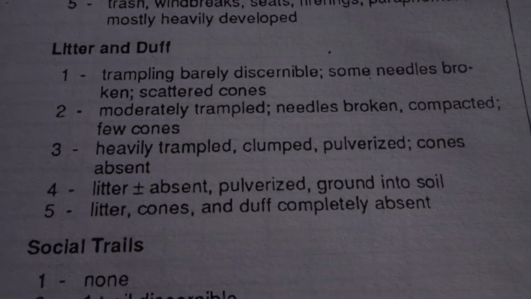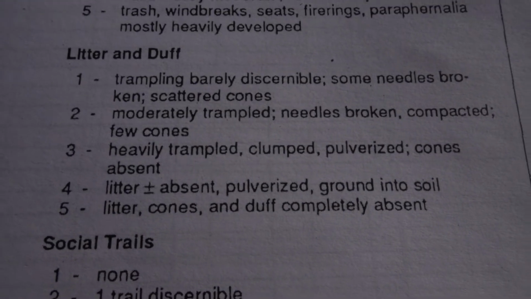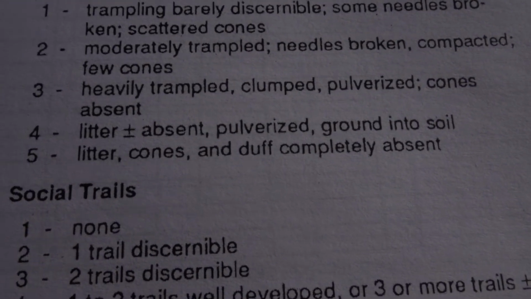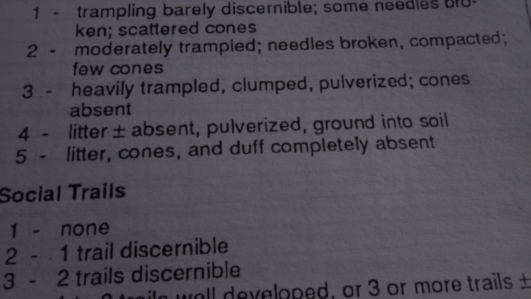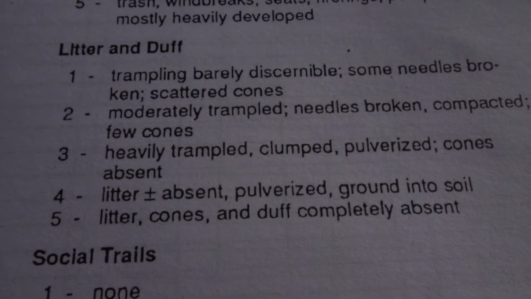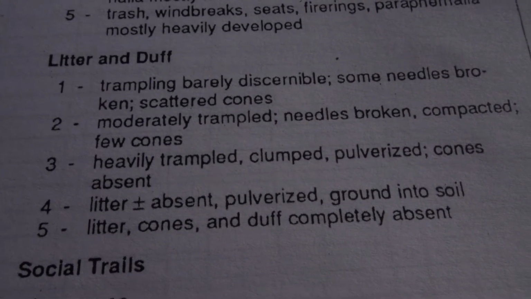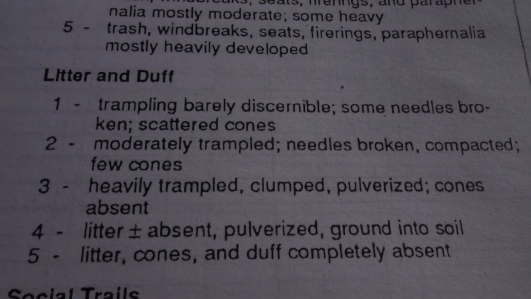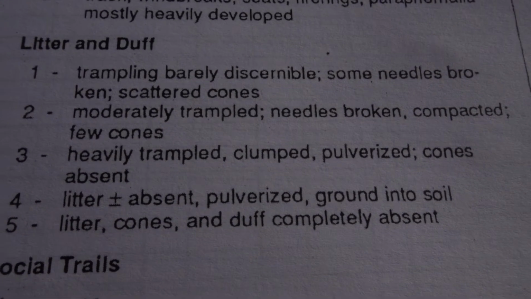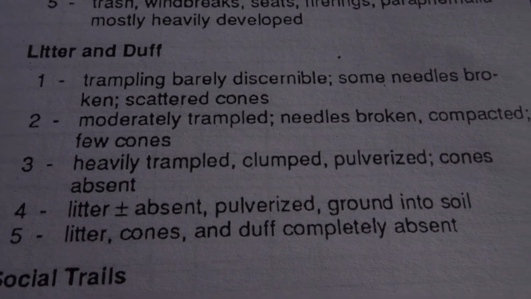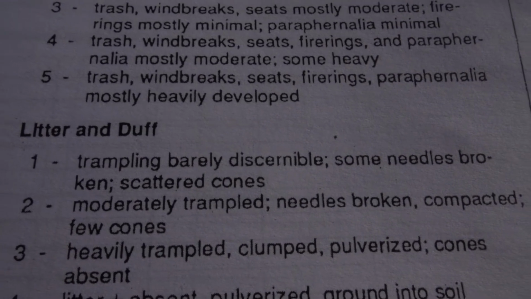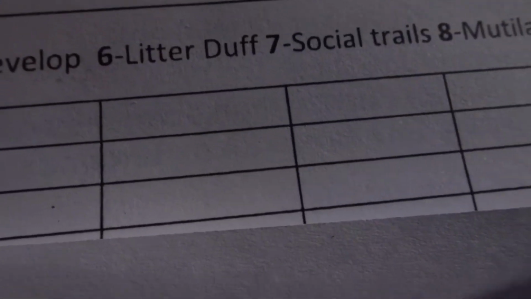Heavily trampled, clumped, pulverized, cones absent. Oh, pulverized and cones absent. I don't think we're that far along. Let's keep looking at what it would be if it were a more used site. Litter more or less absent, pulverized. Litter in this case doesn't mean human trash. It means the litter that falls off of trees. So branches, sticks, leaves, needles. Okay, yeah, so careful on that kind of litter. Litter more or less absent, pulverized, ground into the soil. And then the 5th one, litter, cones, and duff completely absent, which just means bare soil. So litter and duff, we're moderately here, so we'd be moving up on 6 and writing in a 2.